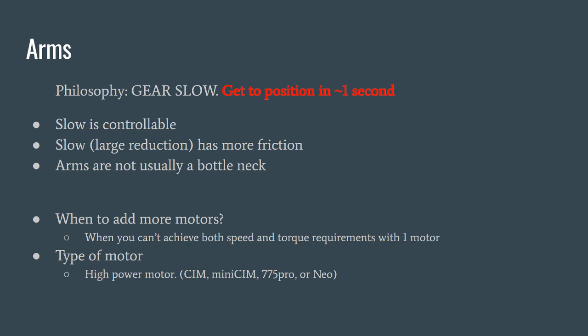You want to add more motors to an arm when it's way too slow. Sometimes arms are like, it takes like 4 seconds to get up to the correct point. It's probably too slow. And if you can't get enough torque with a single motor, you might want to add a second motor. That's generally the lesson. Do you guys know about types of motors that you use, like Sims?